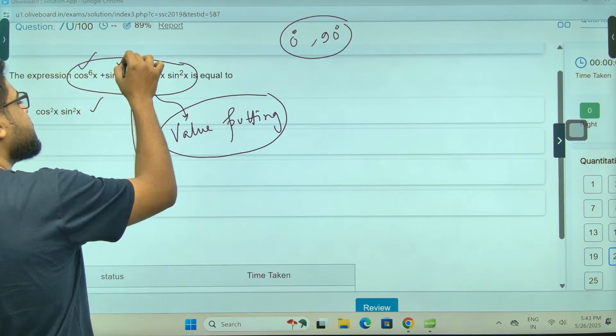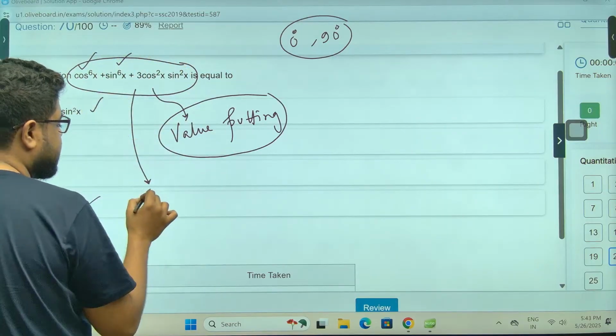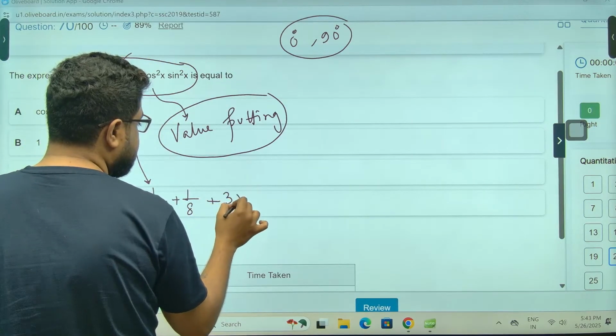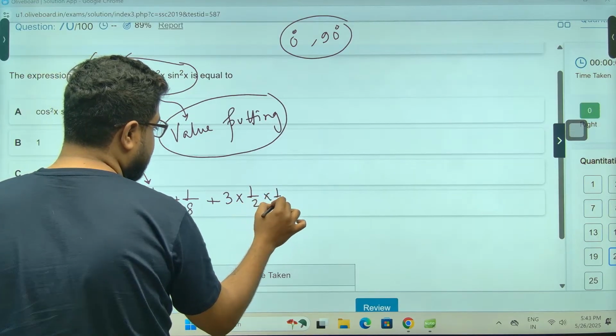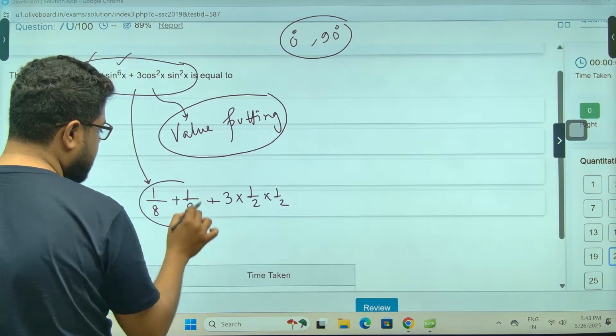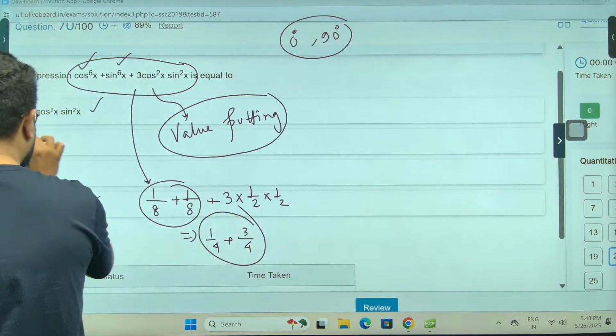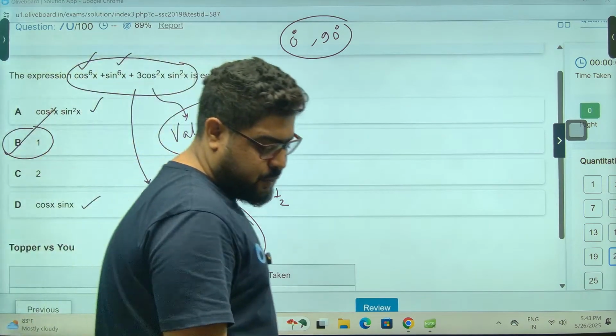At 45, sine and cos are both 1 by root 2. To the power 6 means 1 by 2 cube, that is 1 by 8. This is also 1 by 8, plus 3 times 1 by 2 into 1 by 2, that is 3 by 4. So 1 by 4 plus 3 by 4. Answer is 1, sir. Option number B is the answer.